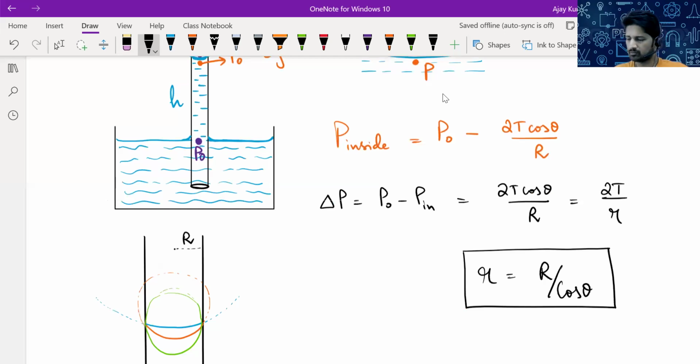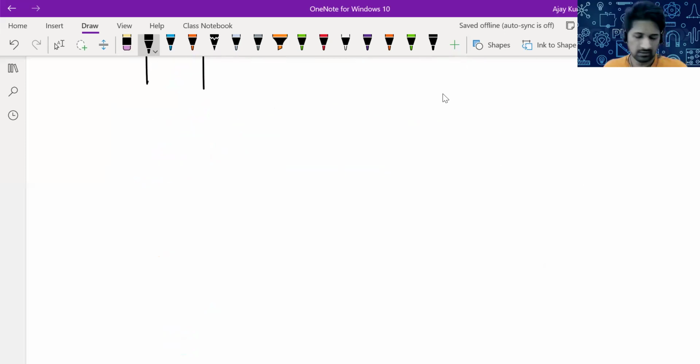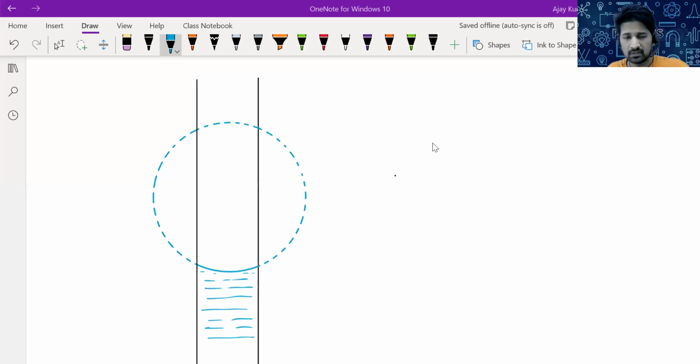And this can be done by simple geometry also. You don't have to apply this much physics. The angle made by the meniscus with the tube will be the contact angle. So we know that this angle is theta. Now you can see the meniscus imagined as part of a sphere. Radius of curvature of the meniscus, small r, is basically the radius of this sphere. This is small r. This is what we call the radius of curvature of the meniscus.